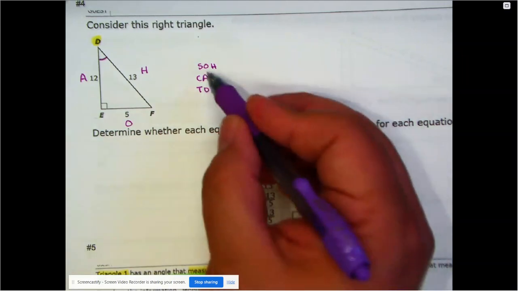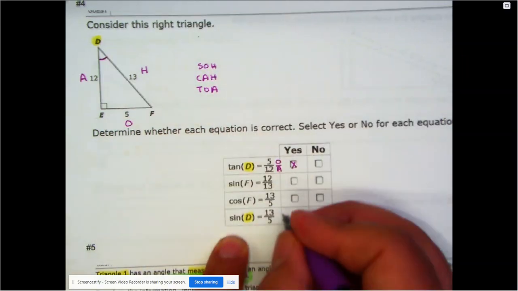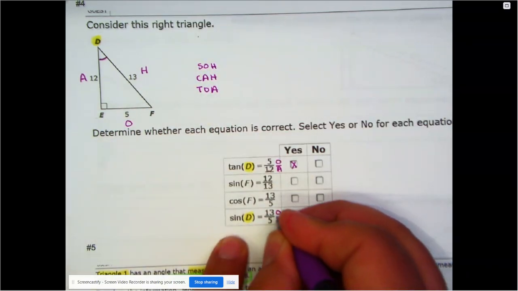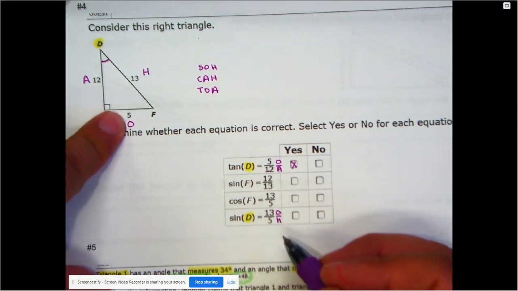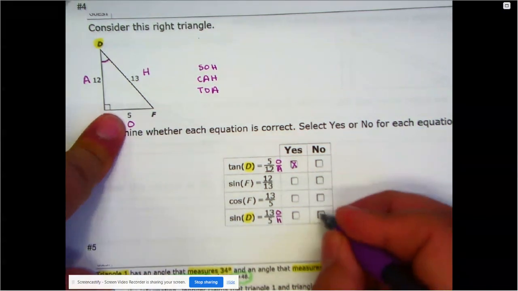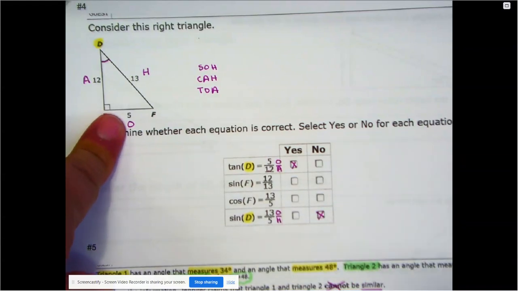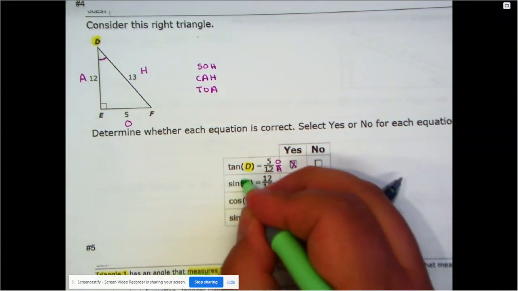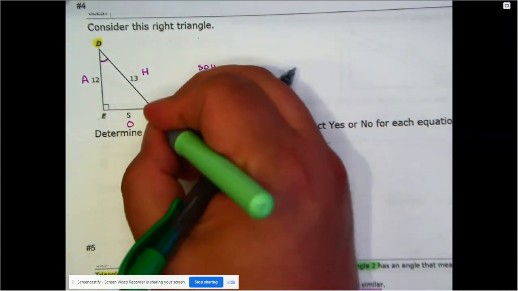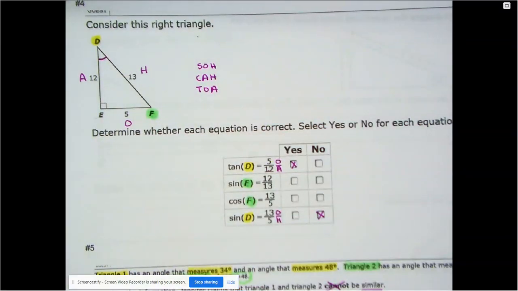All right, so I'm going to look at sine, S-O-H. O and then H. It has to be that order. Is the O the 13? Not at all. Then we're not going to waste our time looking at the rest. That's an automatic no. So now I'm going to look at the next two. Now for the other two, they want me to use the letter F as my reference angle. So I do have to make a couple changes to my picture.